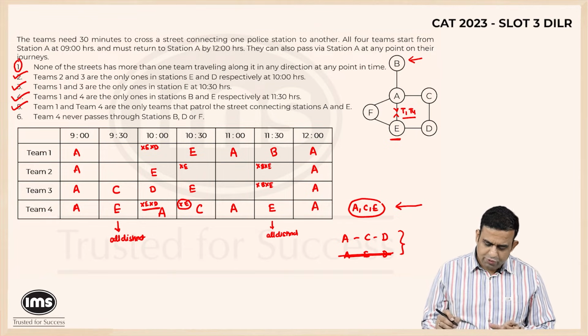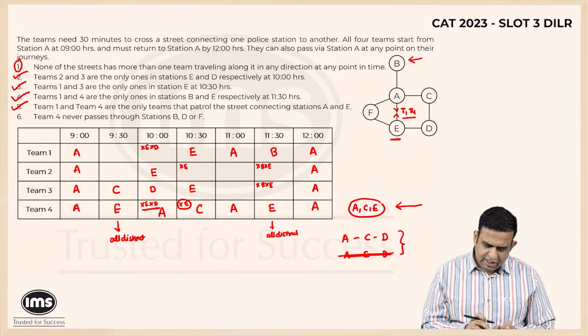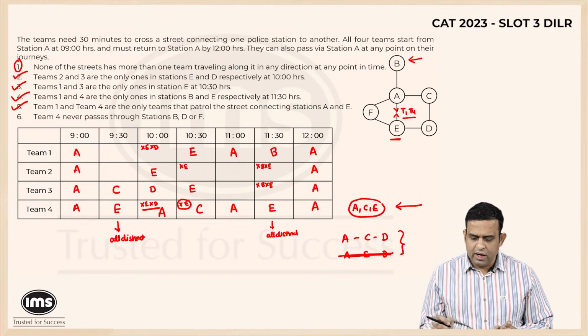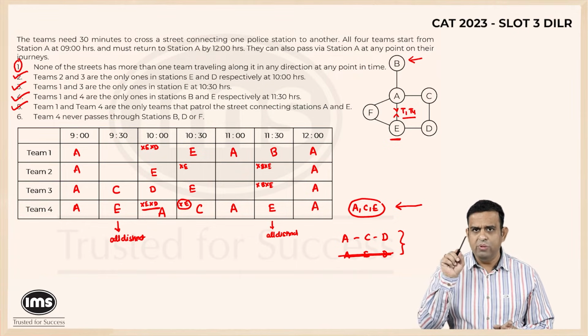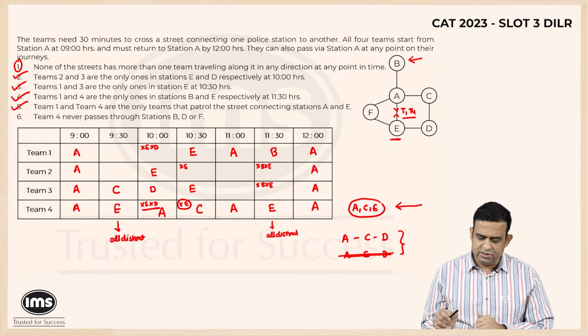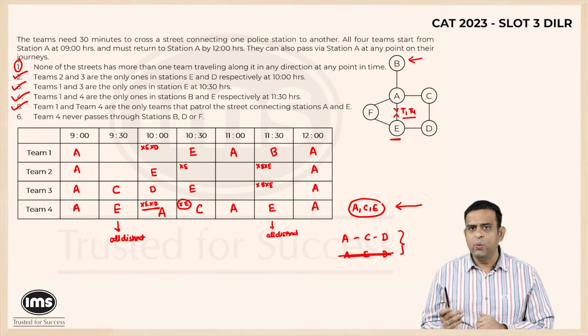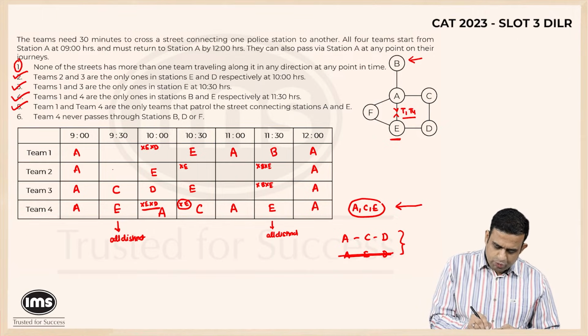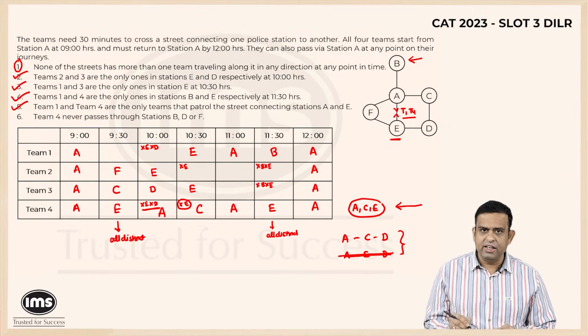Now, focusing on team number 2, one can say it is going from A to E in just 1 hour. One way could be A to B, B to A, A to E, but that will take 1.5 hours. A to C, C to D, D to E will again take 1.5 hours. So the only possibility team 2 can reach E from A in 1 hour will be nothing but A, F and E. So in this particular case, it has to be A, then F and then E.